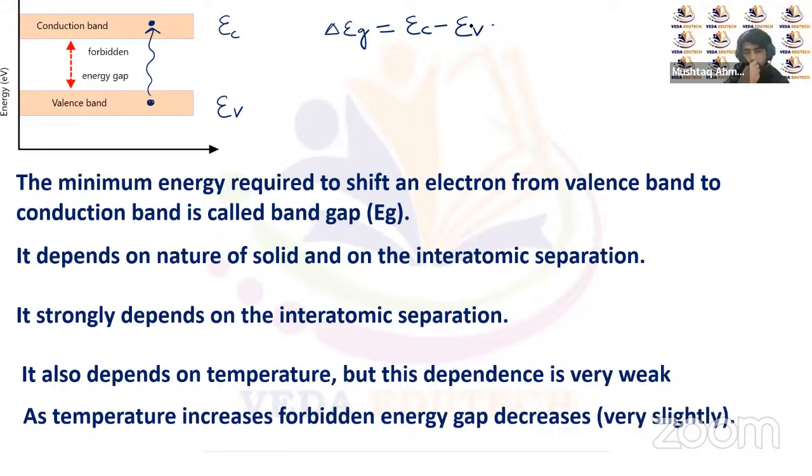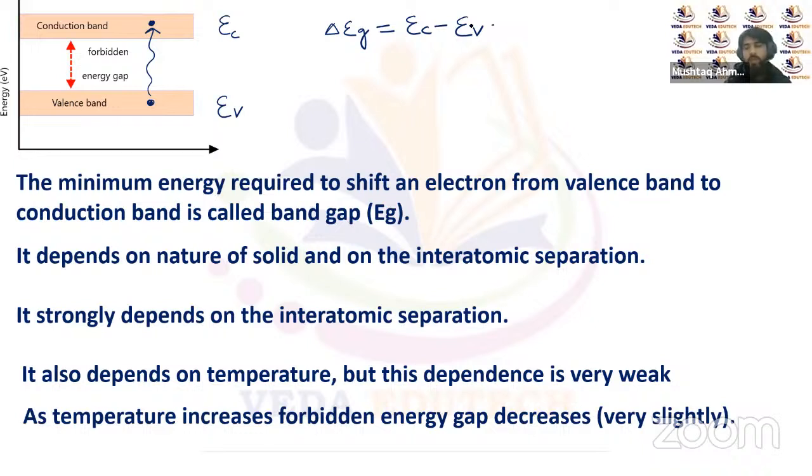So this is the conduction band energy. The minimum energy required to shift an electron from the valence band to the conduction band is called the band energy gap. Now, the band energy gap is different for different solids. It will depend upon the nature of the solid, and upon the interaction between the atoms in a crystal of a given solid. So it is different for different crystals.